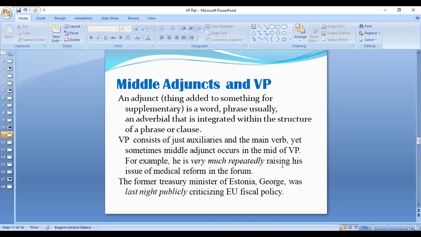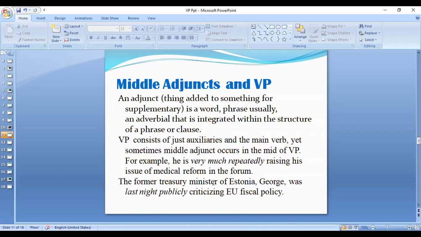Here in this sentence, is very much repeatedly raising. In between, is is the auxiliary verb and raising is the main verb. In between them, very much repeatedly is the middle adjunct. This is also a very important component within the verb phrase. So the relation of the middle adjunct with the verb phrase is very, very important.